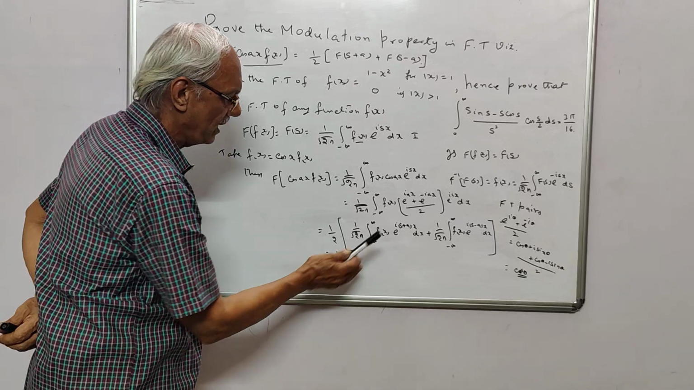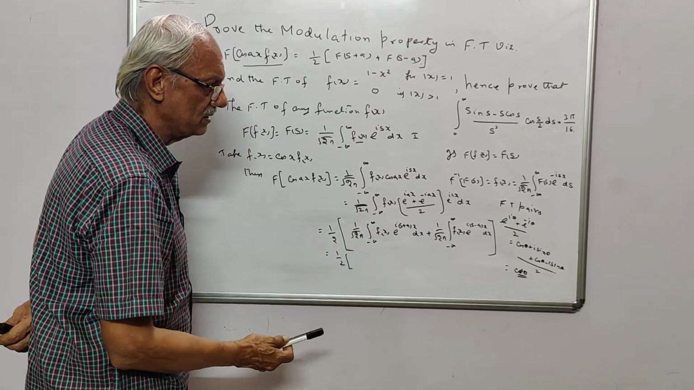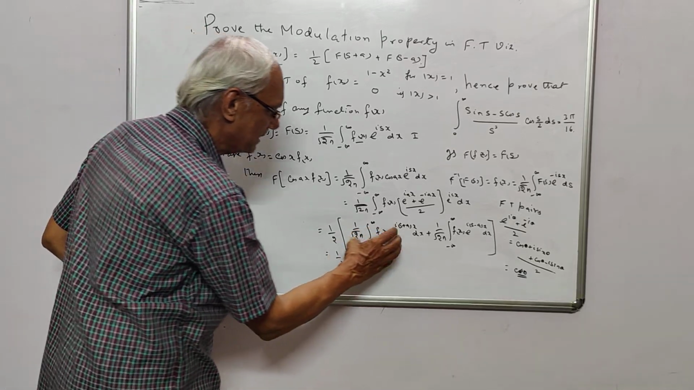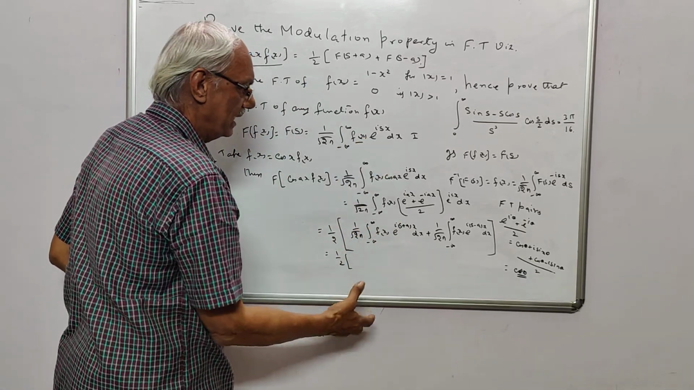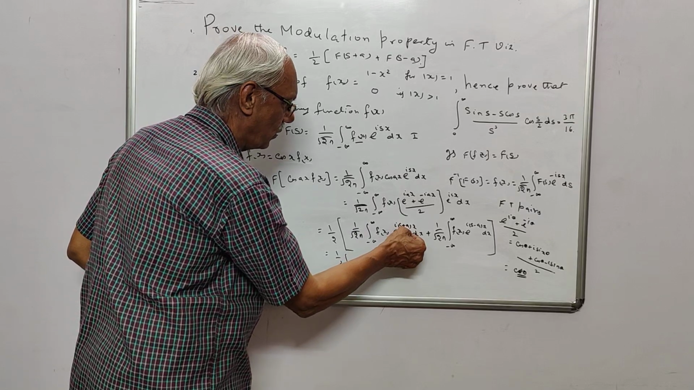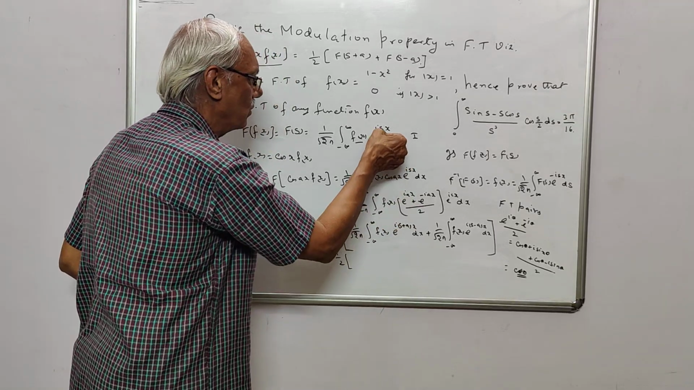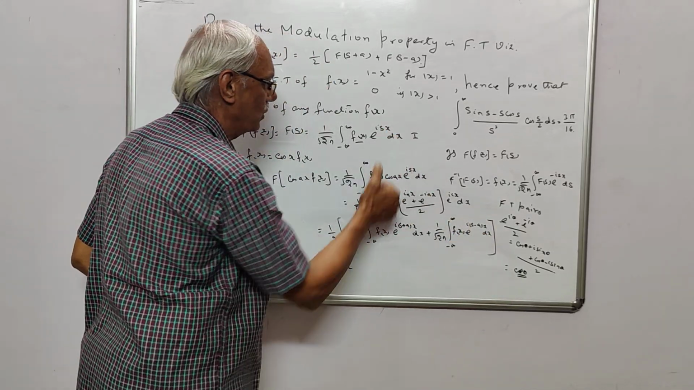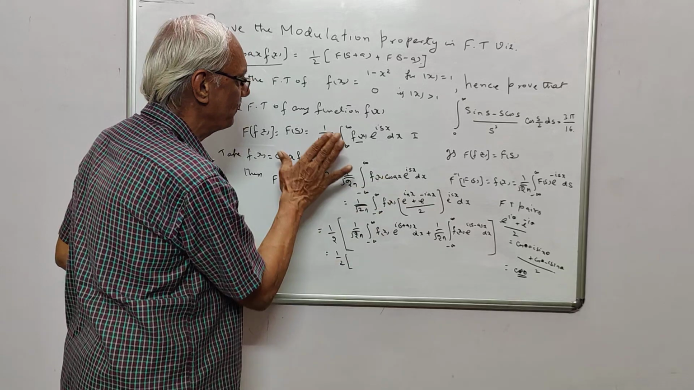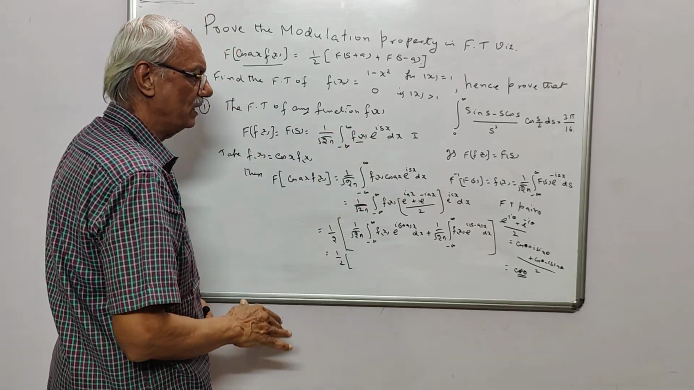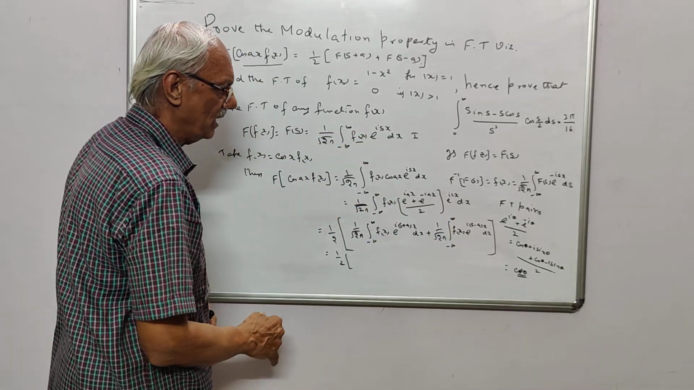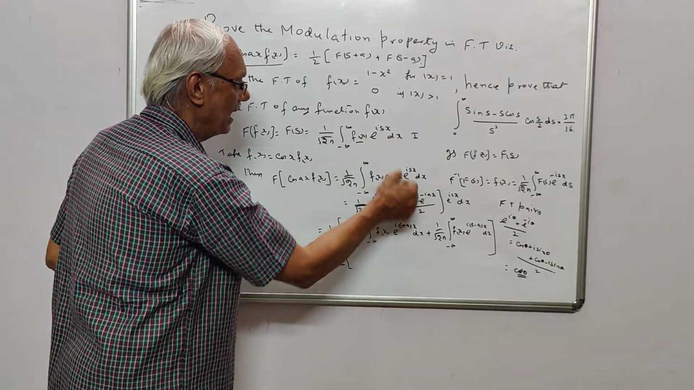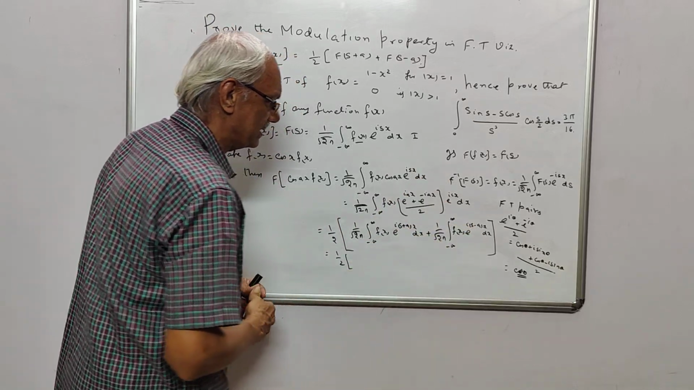So you identify these two in the same lines. You will find that this looks the same as this, except that here you have s plus a, here you have s, and likewise here it is s minus a, here you have s. So the only difference between this definition of the Fourier transform and the one that we have arrived at is that here it is s plus a, and here it is s minus a.